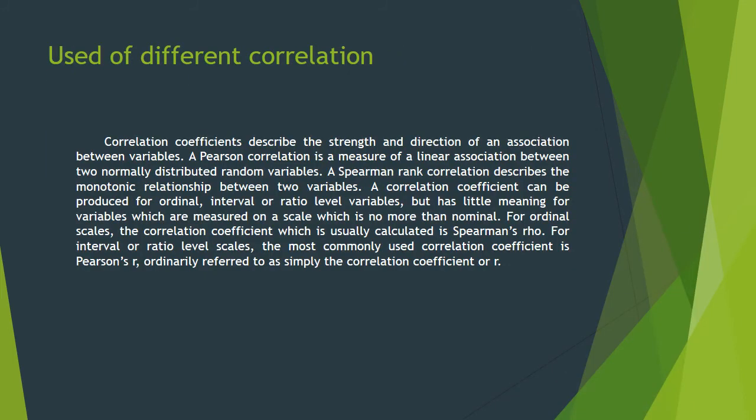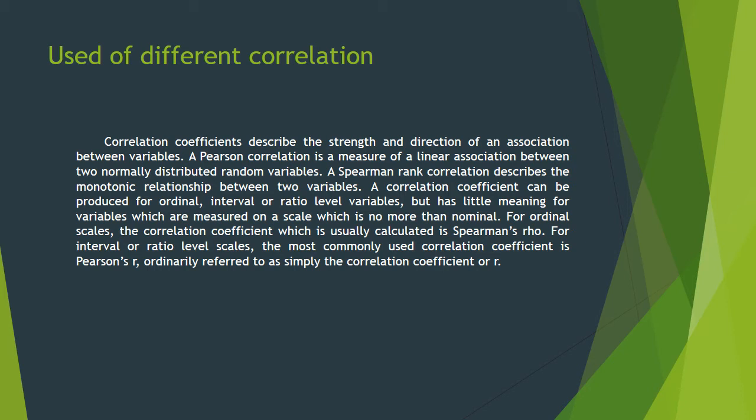Next point, what is the use of different correlations? The correlation coefficient describes the strength and direction of an association between variables. A Pearson correlation is a measure of linear association between two normally distributed random variables. Spearman rank correlation describes the monotonic relationship between two variables. A correlation coefficient can be produced for ordinary interval or ratio level variables, but has little meaning for variables measured on a scale that is no more than the nominal scale.